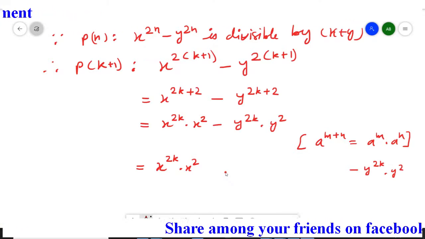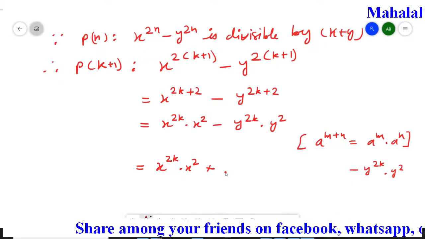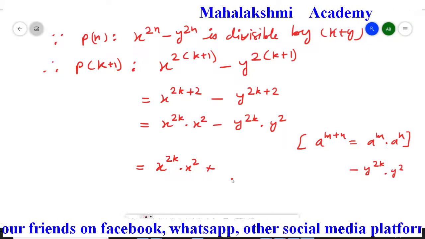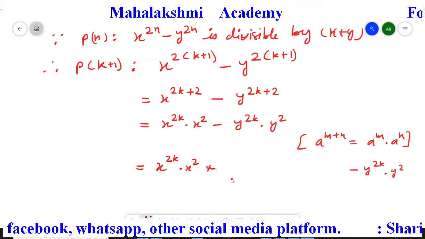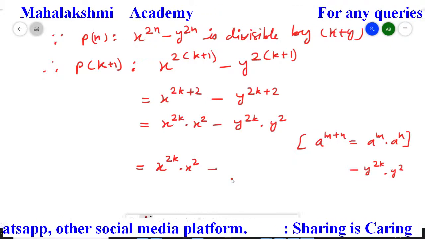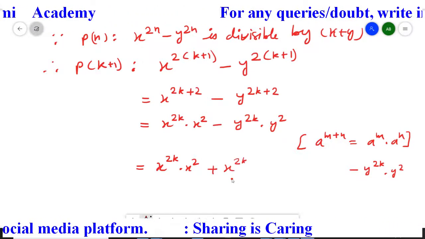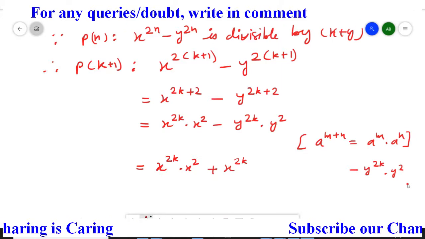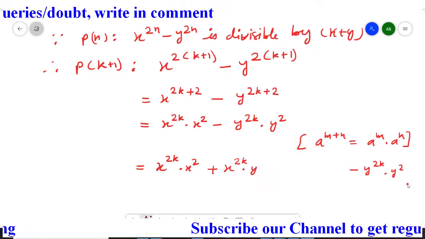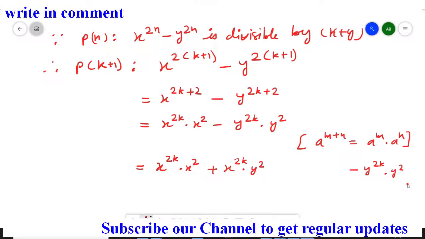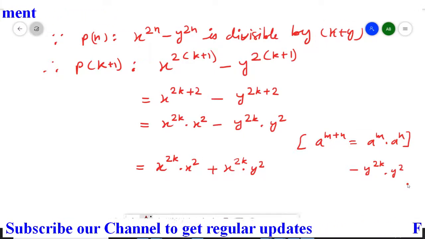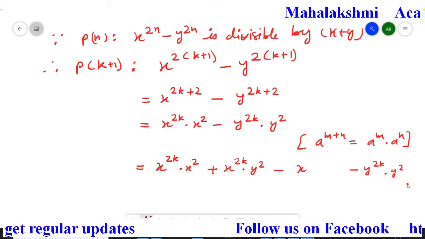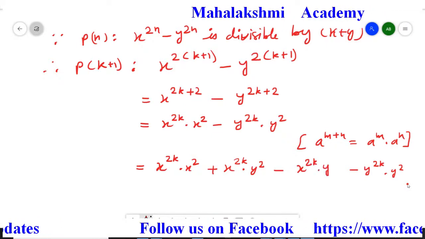So how to create the new term? Once again I am telling, from here just take the first term, that is x to the power 2k. So write here x to the power 2k, and from here just take the last term, that is y square. So a new term is created, x raised to power 2k multiplied by y square. Since we added it, we subtract also so that the equation remains balanced. So x raised to the power 2k multiplied by y square.